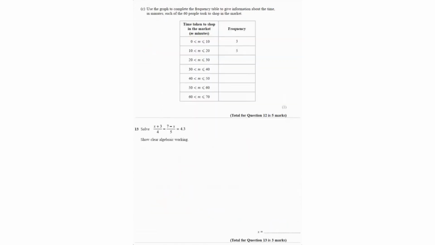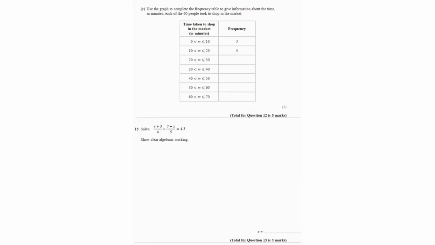And part C says use the graph to complete the frequency table to give information about the time in minutes each of the 60 people took to shop in the market. Now, this is different from the previous question because in that question, they gave us the frequency table and they were asking us to find the cumulative frequency values. Now, they want us to use the cumulative frequency graph to figure out the frequency values. So we're kind of going backwards.